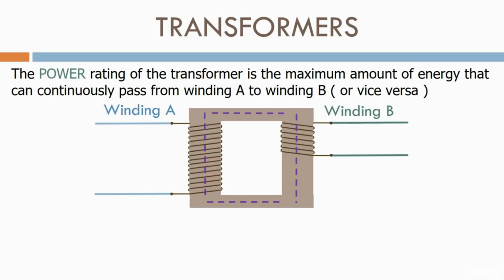Here we have the transformer from before. Here we have VA max, which is the maximum rated voltage for winding A, and IA max, which is the maximum rated current for winding A. On winding B, we have VB max, which is the maximum rated voltage for winding B, and IB max, which is the maximum rated current for winding B.